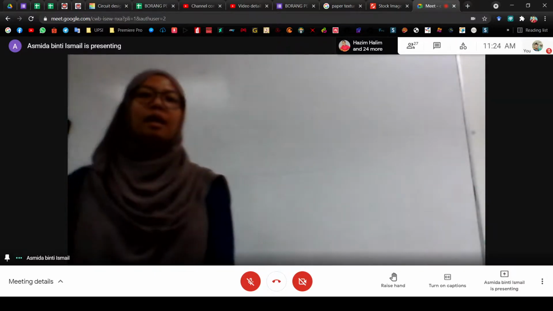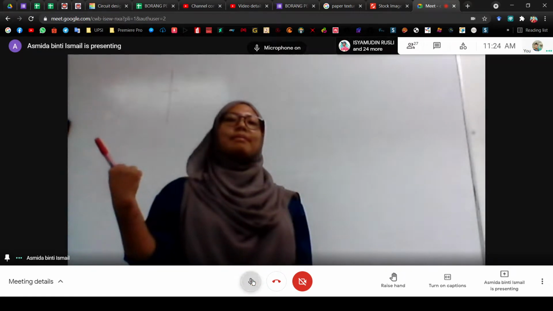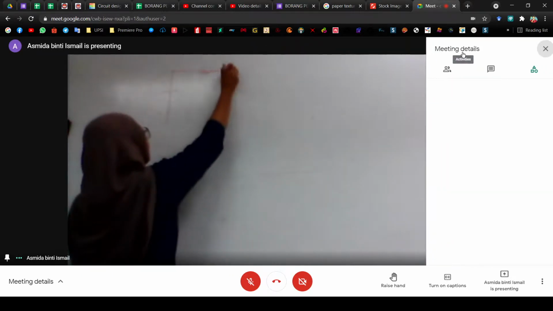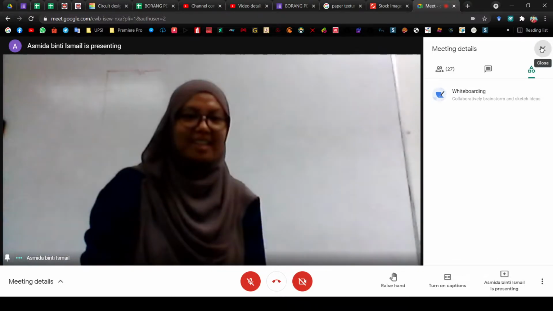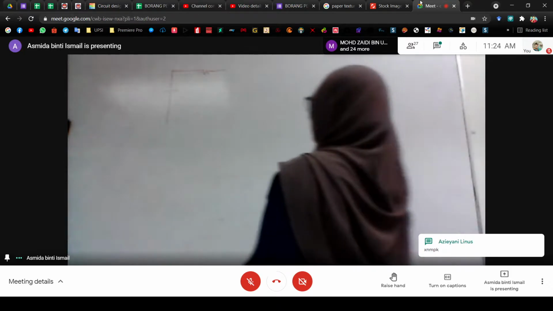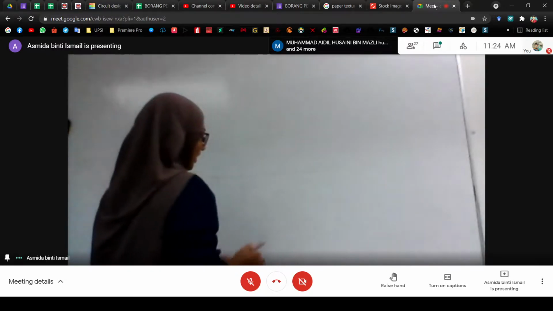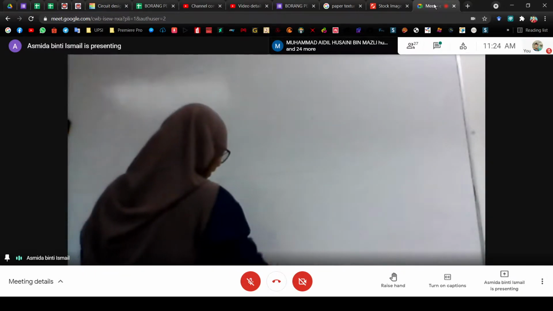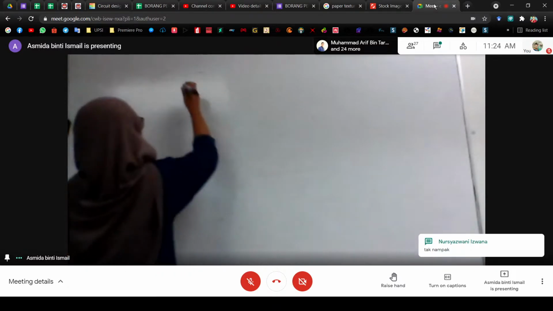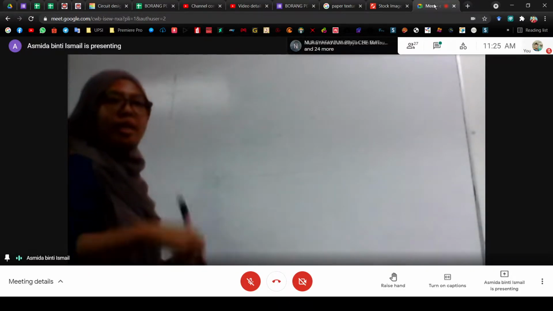Nampak tak color merah? Clear tak saya guna color merah? Nampak? Tak berapa nak nampak. Warna dia tak berapa nak gelap. Tak terang warna dia.